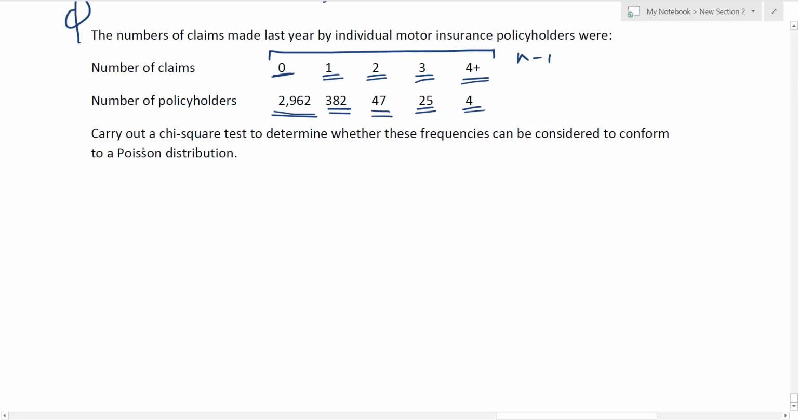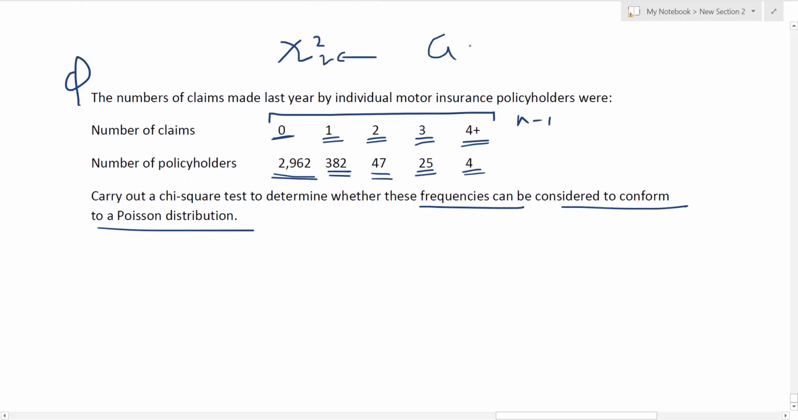Okay. Now carry out a chi-square test to determine whether the frequencies can be considered to conform to a Poisson distribution. So we have to check whether this forms a Poisson distribution or not. This is a simple chi-square GOF test, goodness of fit test. We have to check whether the data conforms to our assumed distribution, that is the Poisson distribution, or not. So let's write this data first.